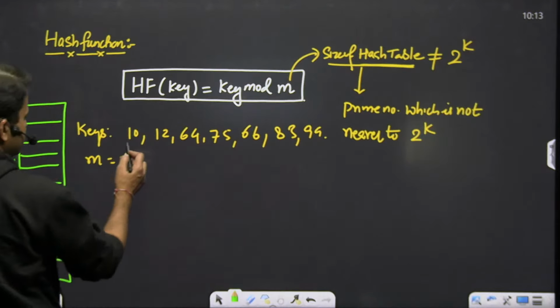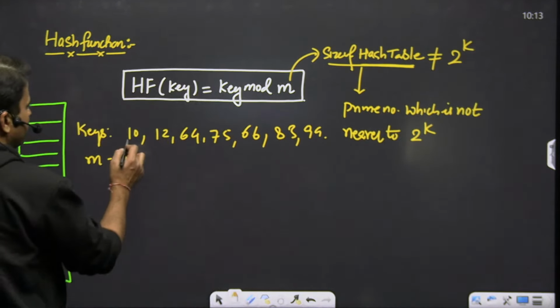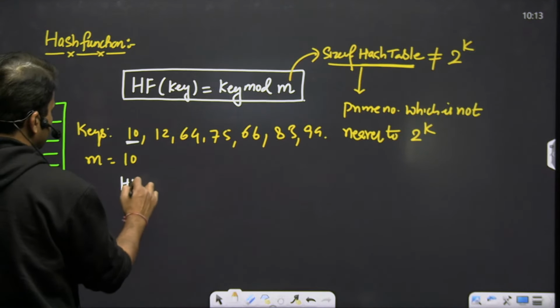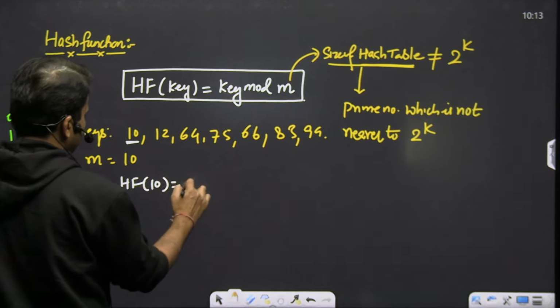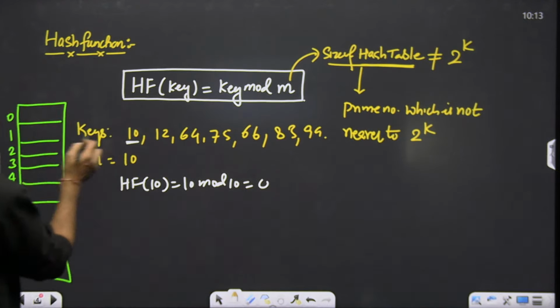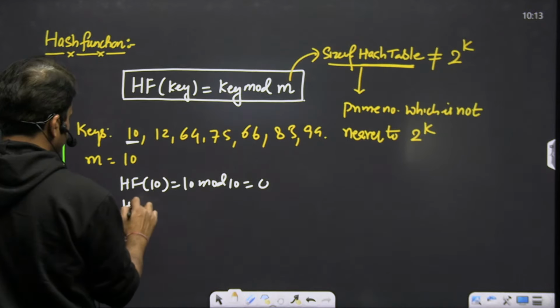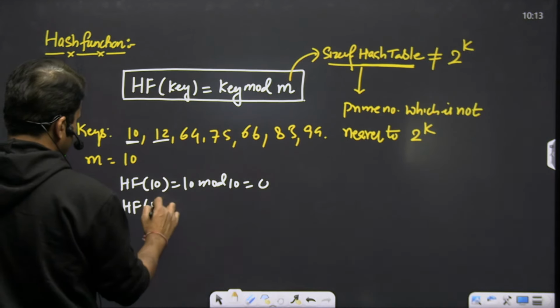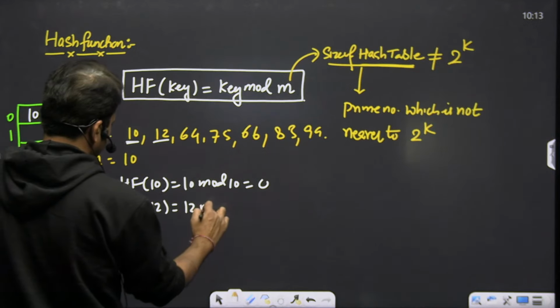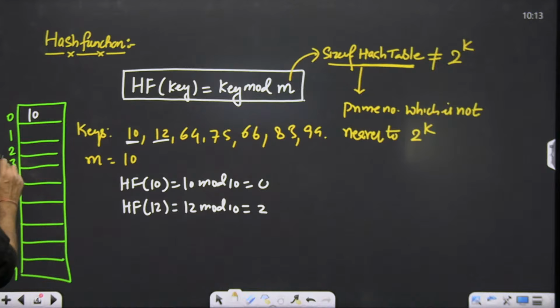So where is each key stored, students? You can apply the hash function. Hash of 10 equals what? 10 mod 10 gives you 0, so this key is stored at index 0. Where is key 12? Apply the hash function: 12 mod 10 produces 2, so 12 is stored at index 2 in the hash table.